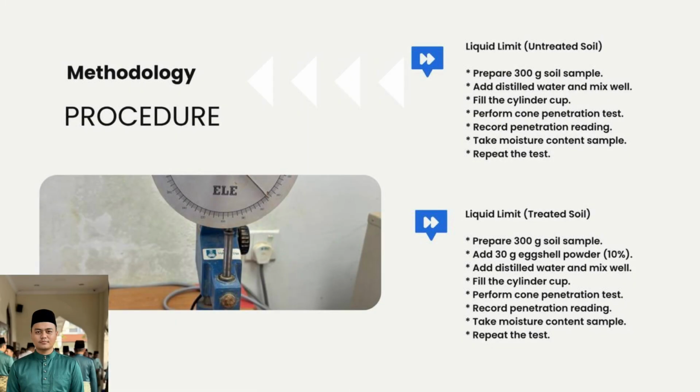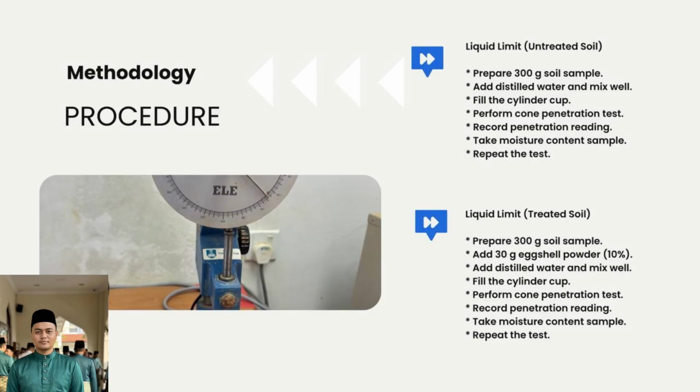This is the procedure for the untreated cone penetration test. First, prepare 300 gram of soil sample. Next, add distilled water and mix well. Third, fill the cylinder cup. After that, perform the cone penetration test. Then, record the penetration reading. Next, take a moisture content sample. And lastly, repeat the test for other samples.